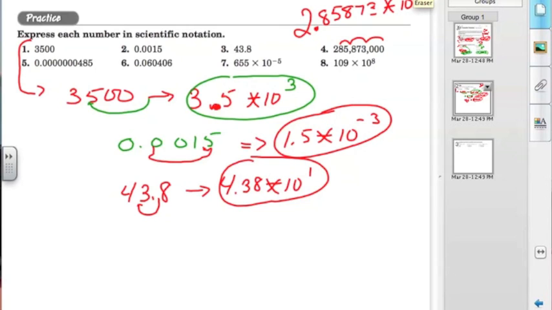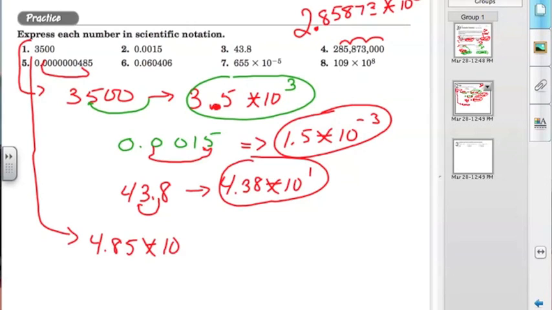All right, moving down to number 5. I have this weird number here. I need to move the decimal point from here all the way to here. So how many places do I move it? 1, 2, 3, 4, 5, 6, 7, 8. So 4.85 times 10 to the negative 8 power. All right, I think you have enough of that. Let's move on to where you can actually start doing some operations with this.